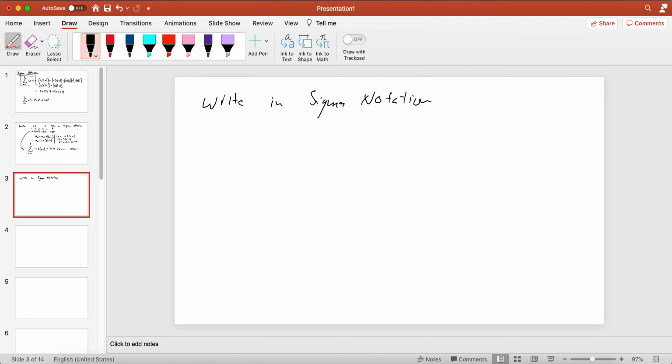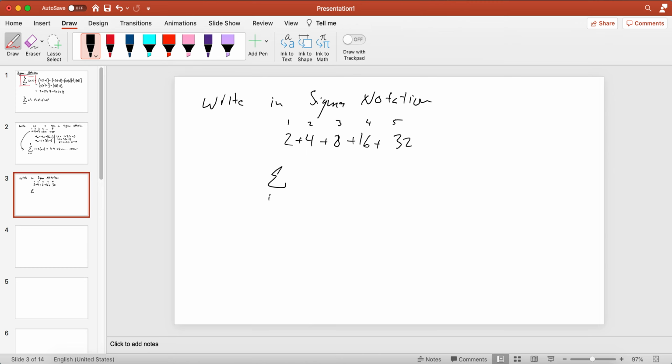Let me just come up with some interesting numbers here. Let's say I gave you this thing: 2 plus 4 plus 8 plus 16 plus 32. Write this in sigma notation. Okay, well, I know that this is the first term, second term, third term, fourth term, and fifth term. So I know what my limits are.